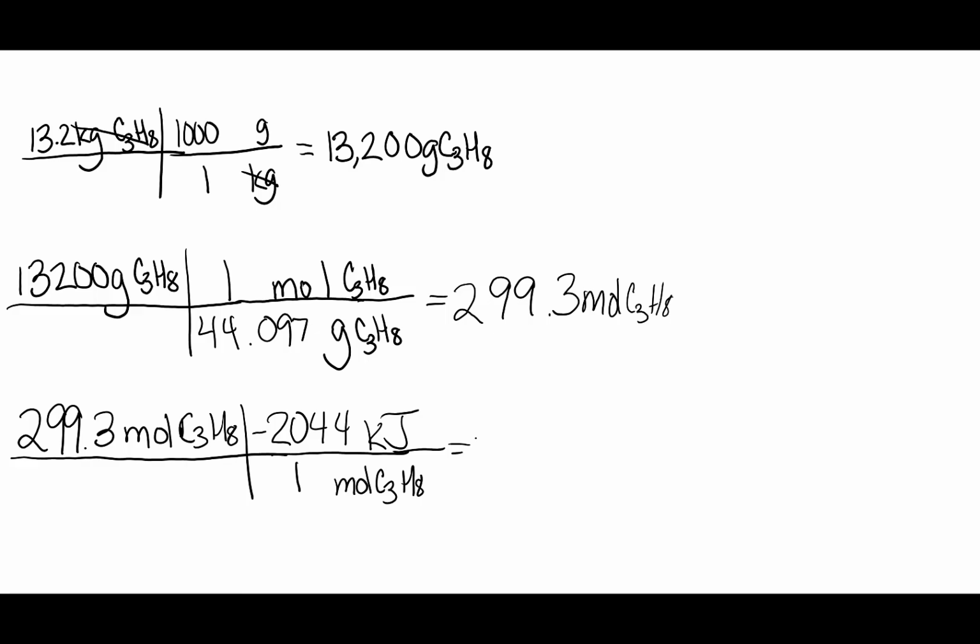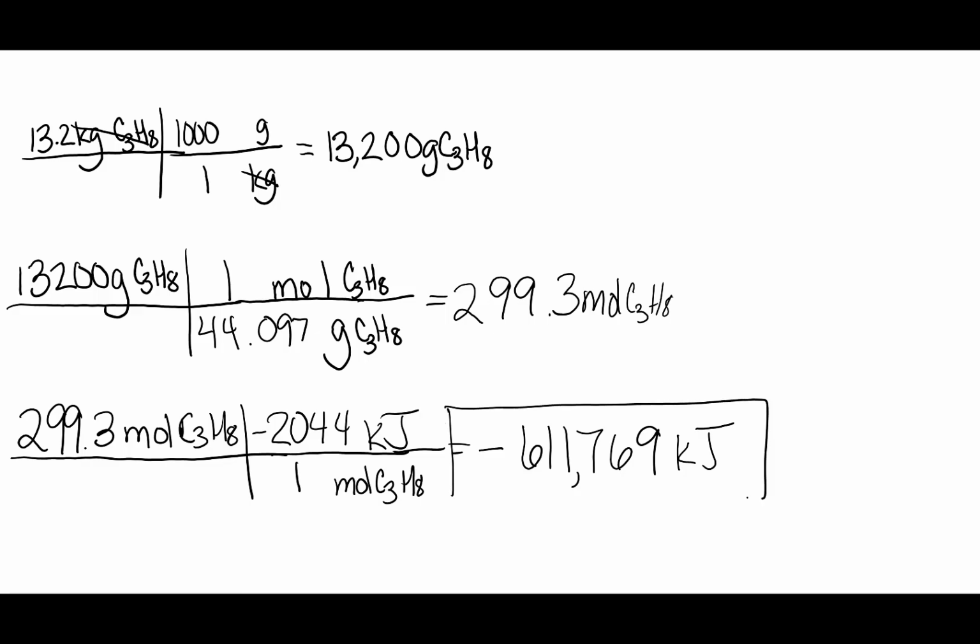and now we can multiply across the top, divide by the bottom. So 299.3 times negative 2,044, and we get negative 61,100, oh no, that was not right, 611,769. And the unit for that is kilojoules. So we get 611,769 kilojoules of energy that's being released.